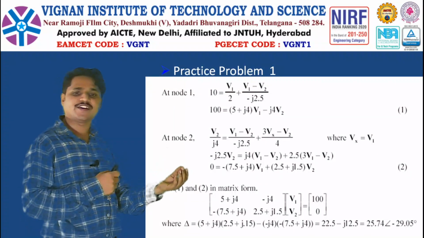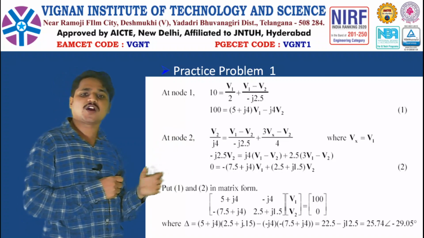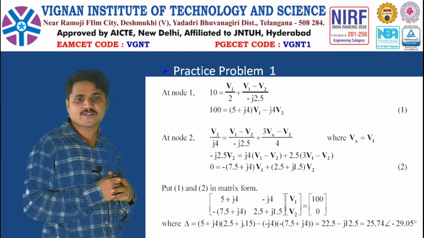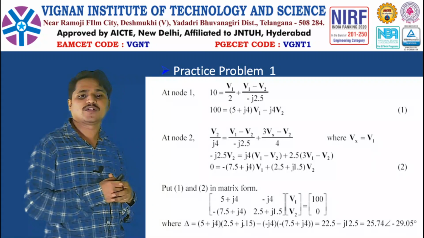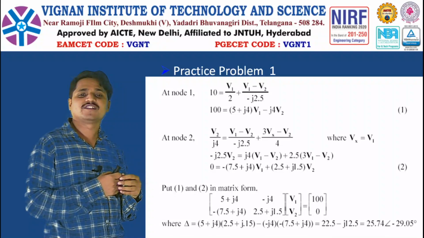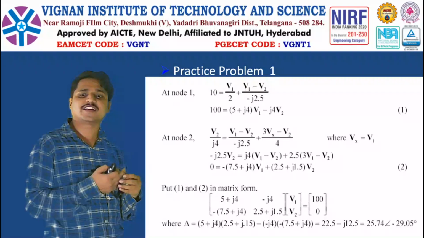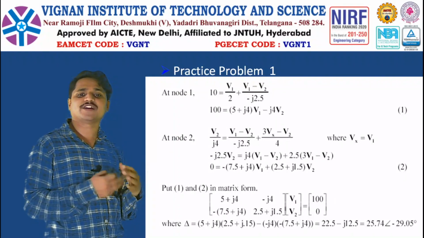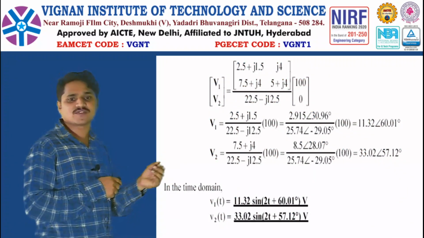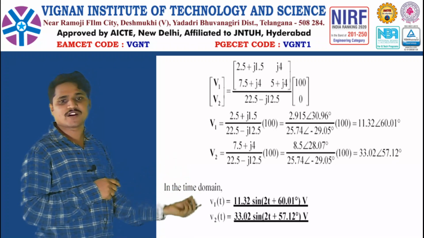For the V2 value, replace the second column with 100 and 0, minus J4 and 2.5 plus J1.5, by 100 and 0. Then you find out the delta 2, that is the determinant of that matrix. Then delta 2 by delta, the determinant of the actual matrix, will give you the V2. Okay.